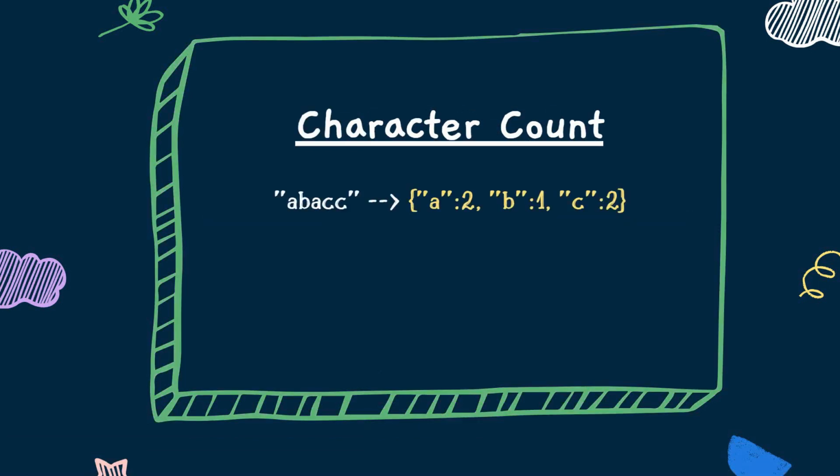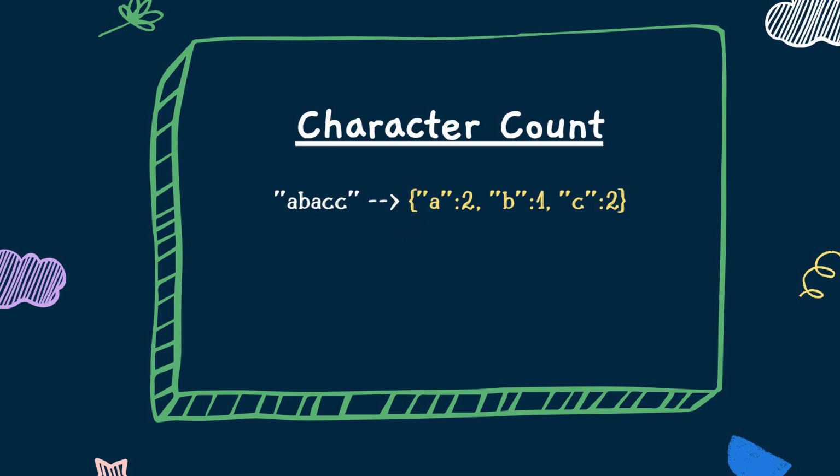So next, character count. If you observe the example here, this is the input string which is having 3 characters with some repetitions. Then the output should be a dictionary where each item should contain the character as a key and the corresponding count as a value. The first item here has the key A, which means the character A occurs in the given string 2 times, so the value is 2. In the same way the character B occurs 1 time, so the second item has the key B and the value 1. In the same way the character C occurs 2 times in the given string.